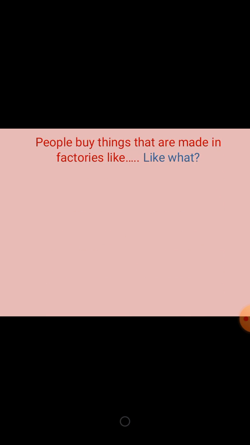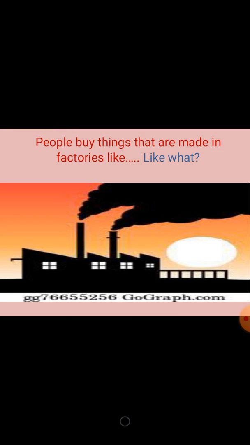Then, people buy things that are made in factories, like what? Of course, all of us used to buy things from factories and from stores. But where do we buy them from? We buy them from factories. Things like what? Clothes, furniture, and radio. All are important for us to use.